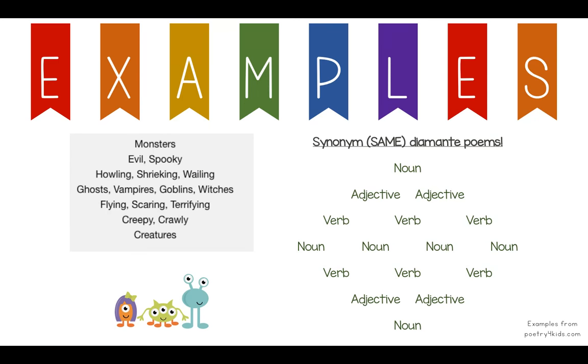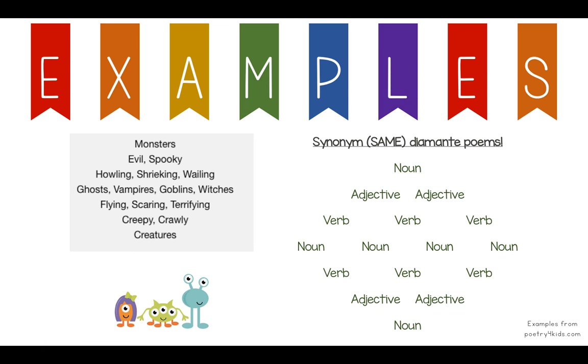Now, some examples of Diamante poems. There's actually 2 kinds of Diamante poems. There's a synonym Diamante poem, and we learned this year that synonyms mean the same. And then there's a different kind, which we'll go over after this one. So in a synonym Diamante poem, all the nouns are talking about the same thing.